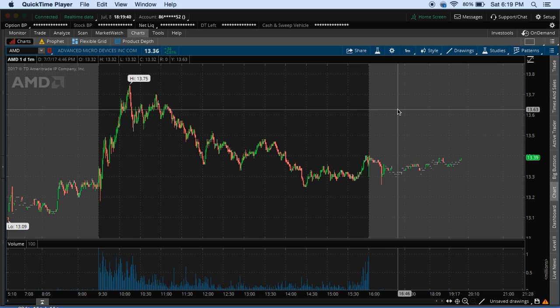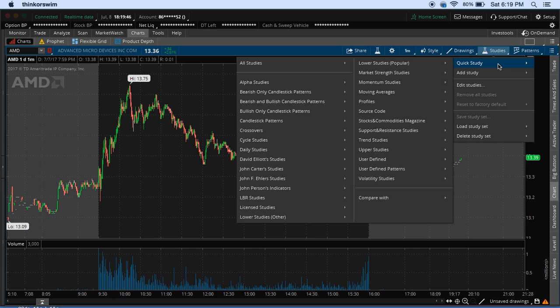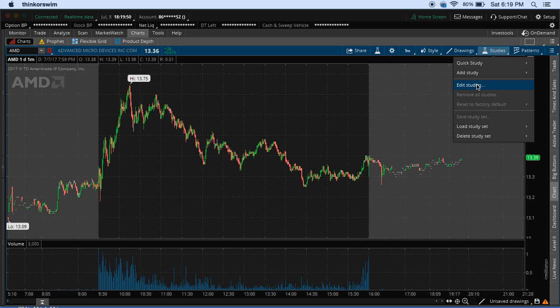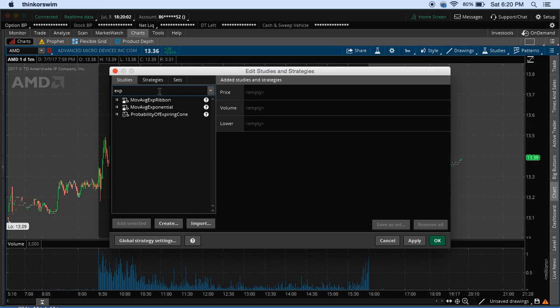So like anything, we're looking at Thinkorswim. Pretty simple. We're going to go up here to Studies. This is the easiest way I find to do it. There's a few other ways to do it, but I just go to Studies. You can just click Edit Studies. From here, you'll be given some options, and you have these categories. All you need to do is go into your search bar, which is right up here, and type in exponential, and then here it goes.